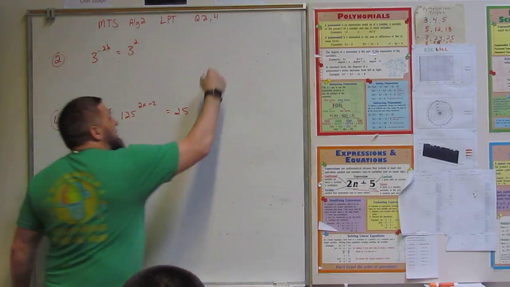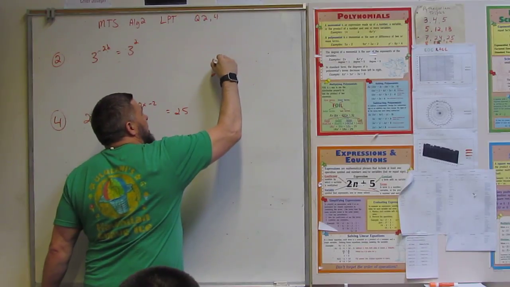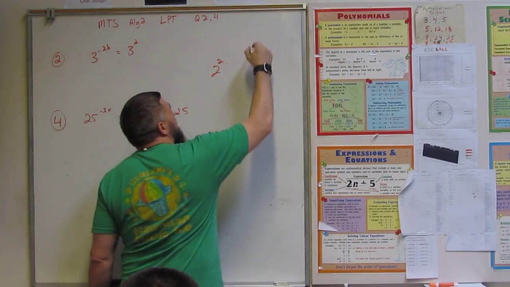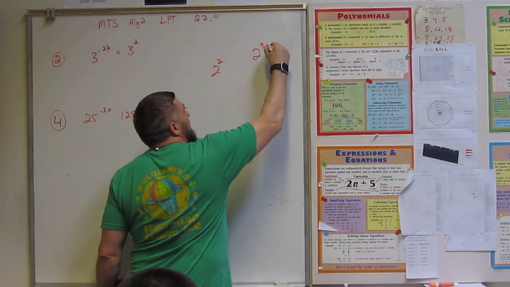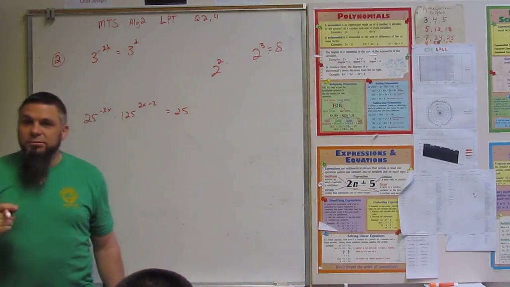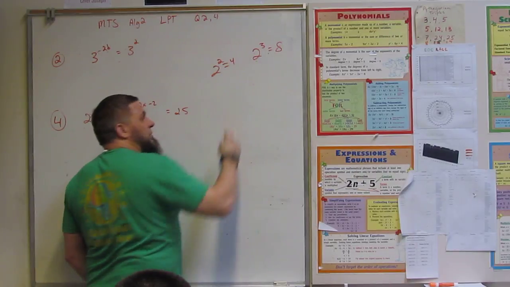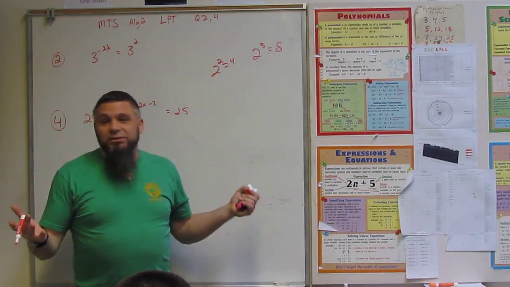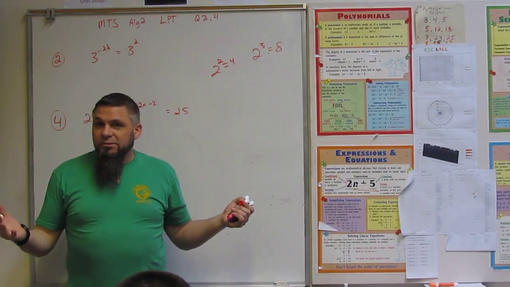What is 2 squared? 4. What is 2 to the third? 9. Oh, just kidding. 8, right? And this is 4, right? Okay? Now, 4 and 8 do not equal each other. Does that make sense? Right?